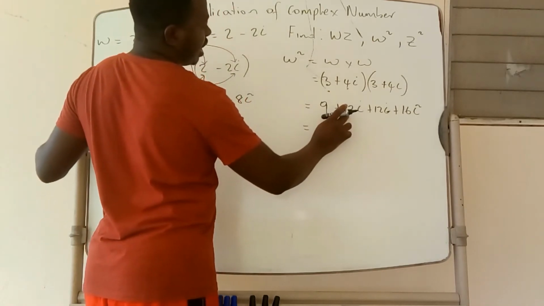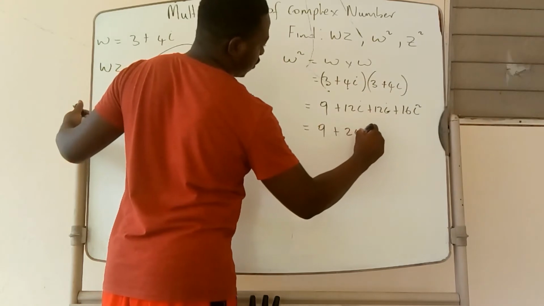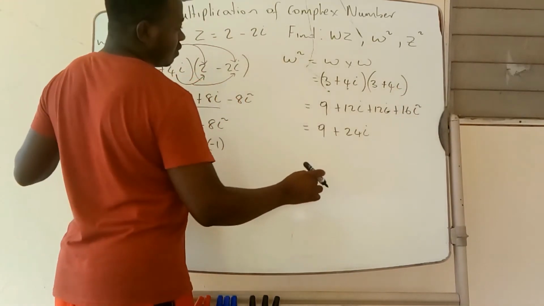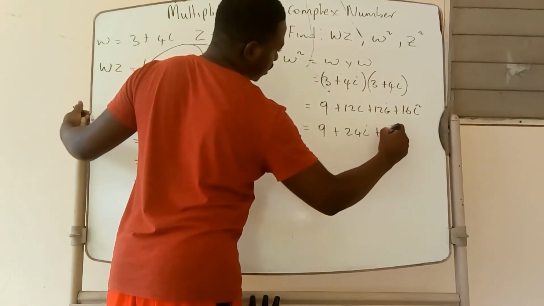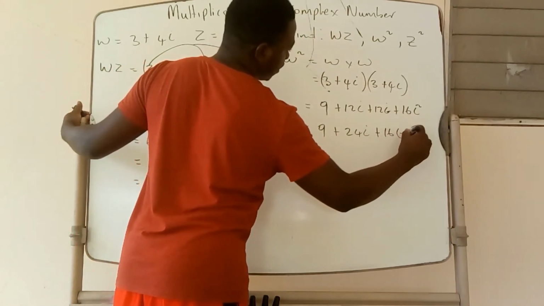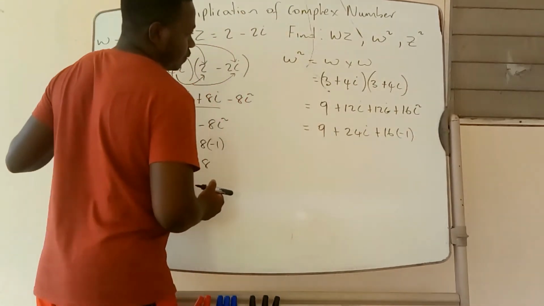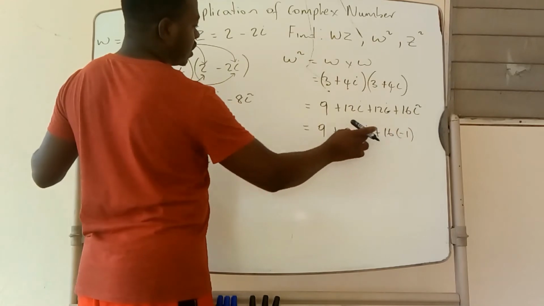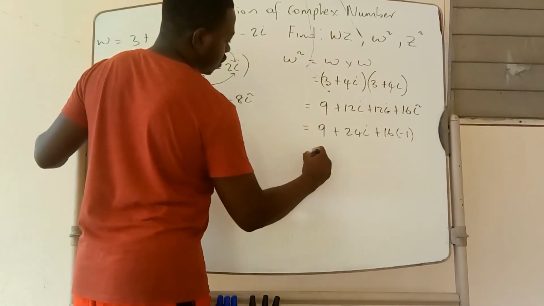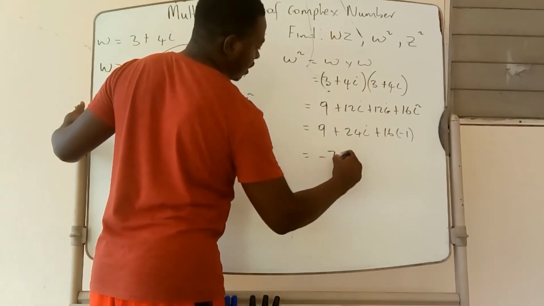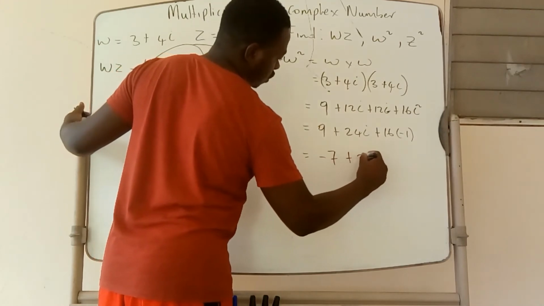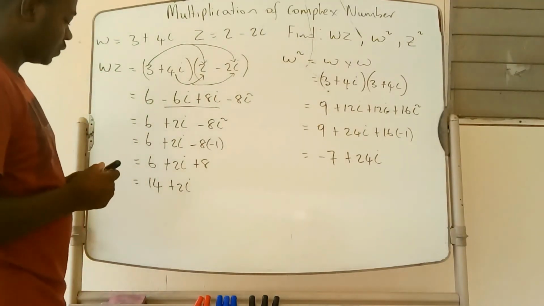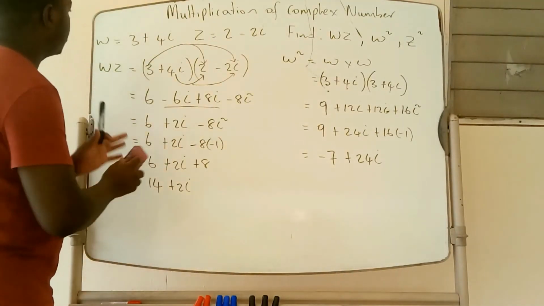Alright? Now, this can be simplified to be 9 plus 12i plus 12i, that's going to give us 24i. Remember that i squared is negative 1, so this is going to be plus 16 times negative 1. So 16 times negative 1, that's just minus 16. Minus 16 plus 9, that's just going to give us minus 7 plus 24i. And that's it. Alright? Let's look at our final problem.